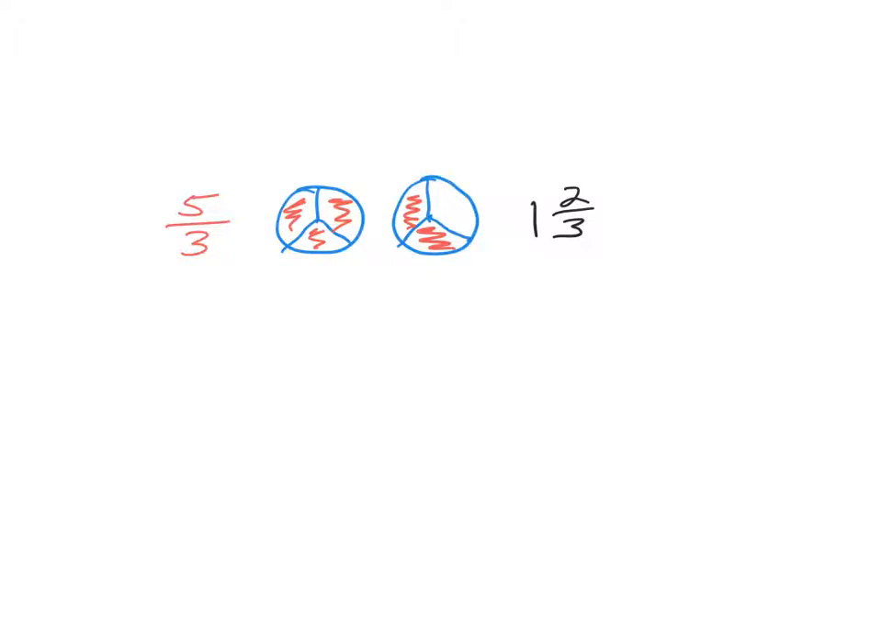There are other ways to change 5/3 into a mixed number. One thing you can do is you can say to yourself, well, I know 3/3 would be equal to 1, and I would have 2/3 left over if I took 3/3 away from that 5/3. So it would be 1 and 2/3.